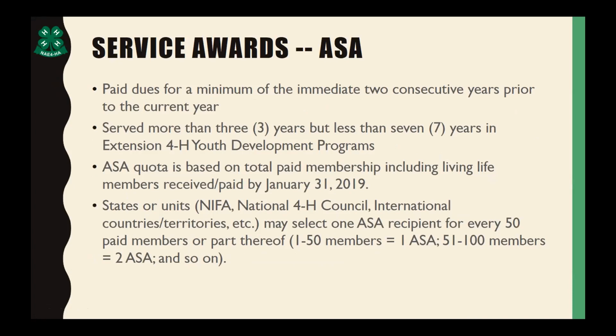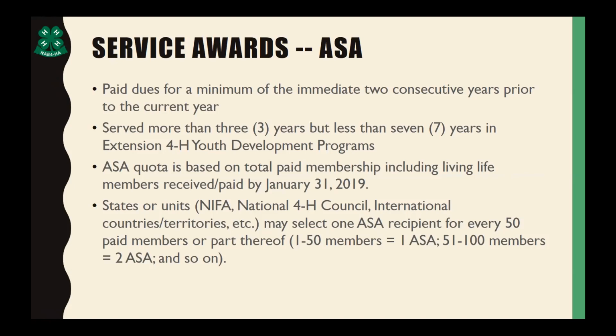The criteria for the specific service awards, some of this information is going to be pretty repetitive, so I'll go through this fairly quickly, and then you'll be able to see the details in a document as well, like the other awards. ASA, or Achievement in Service, requires 2 years of membership prior to the current year, so really 3 years of membership. They must have served at least 3 years and not more than 7 years in extension as an extension employee. And the number of ASAs that a state can award is based on membership on January 31st, 2019.